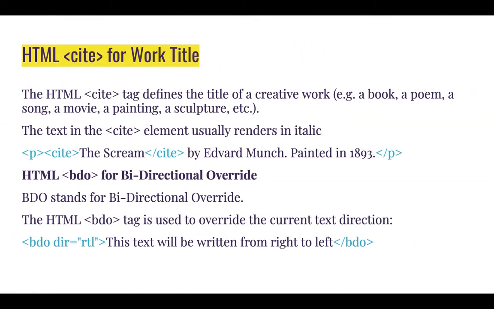The HTML cite tag defines the title of a creative work, e.g., a book, a poem, a song, a movie, a painting, or a sculpture, and so on. The text in the cite element usually renders in italic. This is an example.